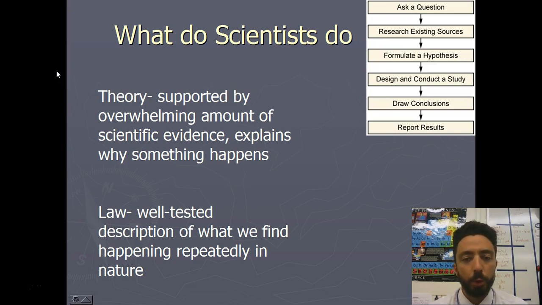A law is much shorter and much more specific. So this is a description of what we find. An example of a law would be the law of gravity, which simply says all things with mass exert a force of attraction. That force of attraction is related to how much mass they have. So essentially, if I hold a book and I release it, the book is going to fall towards the center of the earth every time. And it's just describing that it falls every single time.